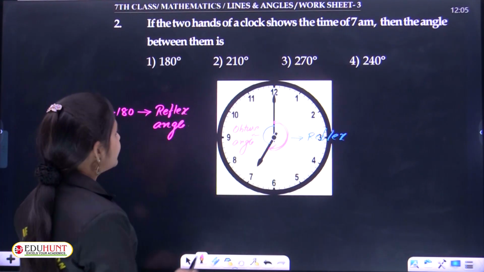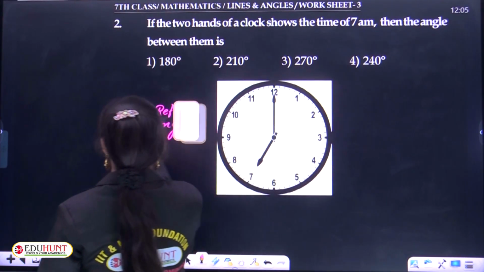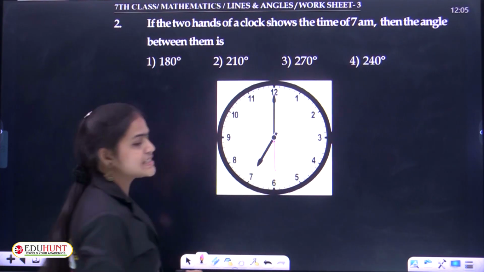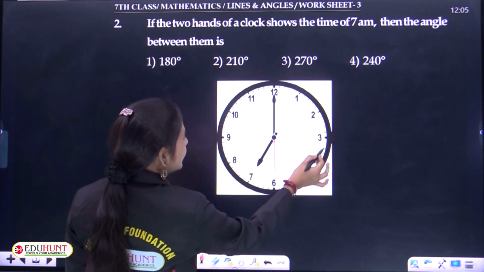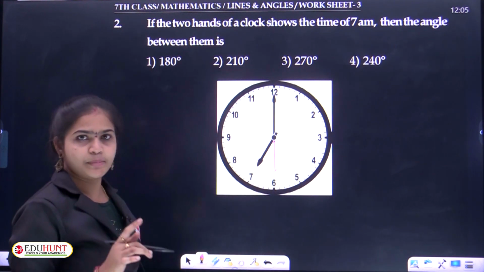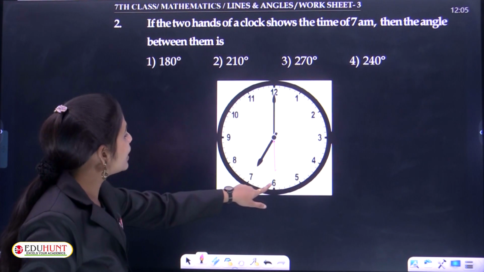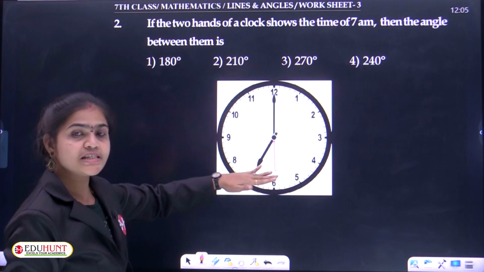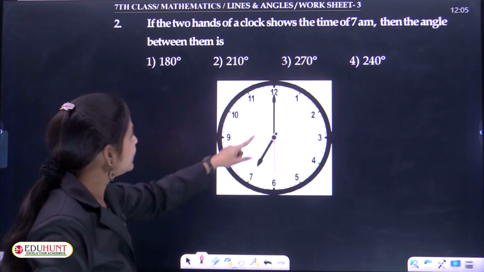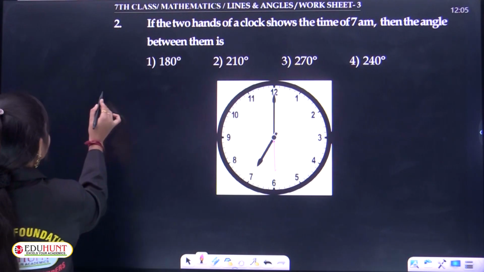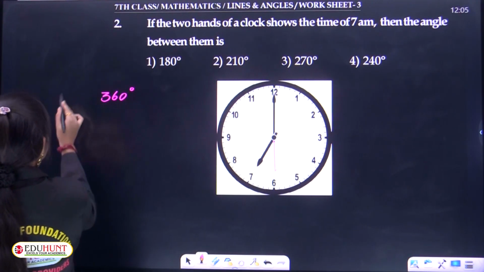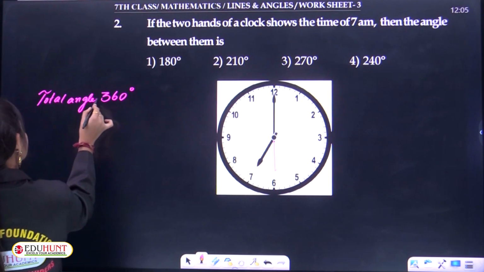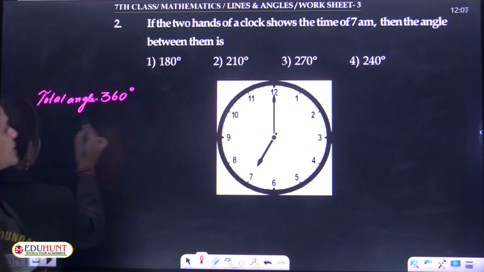Now, see here. Exactly up to 6 o'clock, how many minutes are there? 5, 10, 15, 20, 25, 30. 30 minutes are there. Along with that, one more 5 minutes are there, which means 35 minutes are there. 35 minutes means how many degrees are there? For that, see, the total angle is 360 degrees.